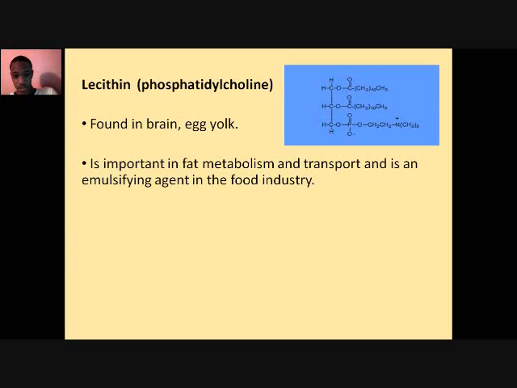Lecithin is important in fat metabolism and transport and is an emulsifying agent in the food industry. Though this video isn't focusing on fat metabolism and transport, when you're doing HDLs, high density lipoproteins, you would come across a molecule named LCAT, which stands for lecithin cholesterol acyl transferase. Now this is an enzyme, a transferase.